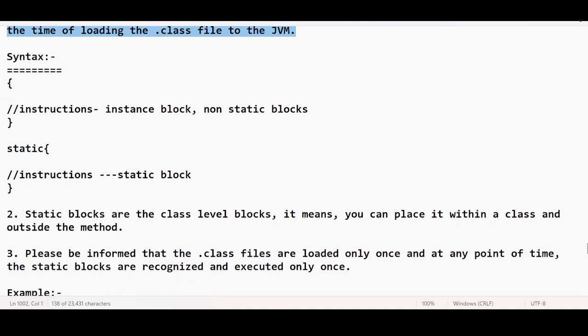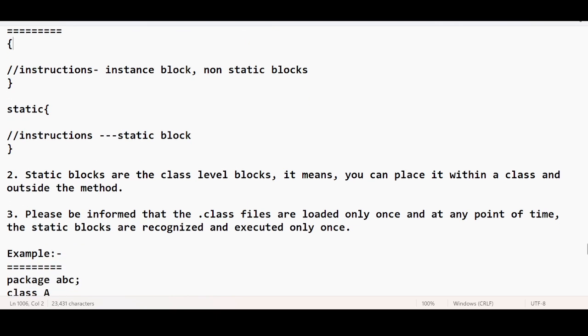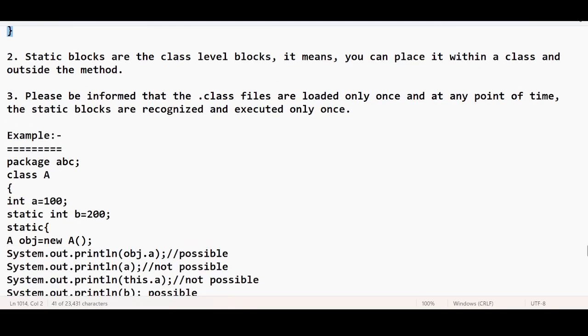So this is a normal block, an ordinary block, which typically in Java we call an instance block. Any block without any name, we call an instance block. And the moment you use the static keyword, it becomes a static block. They are always class level blocks. It means you can place the static blocks inside a class but outside the method.